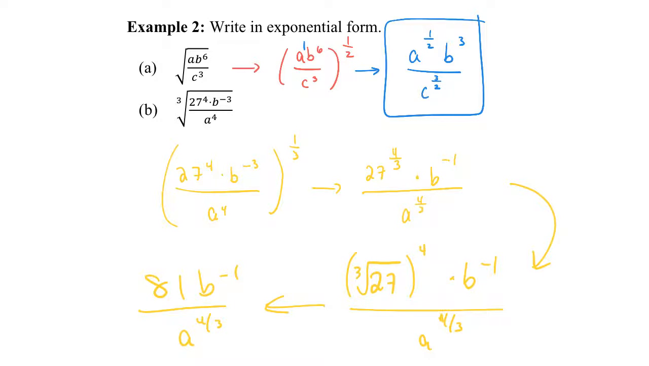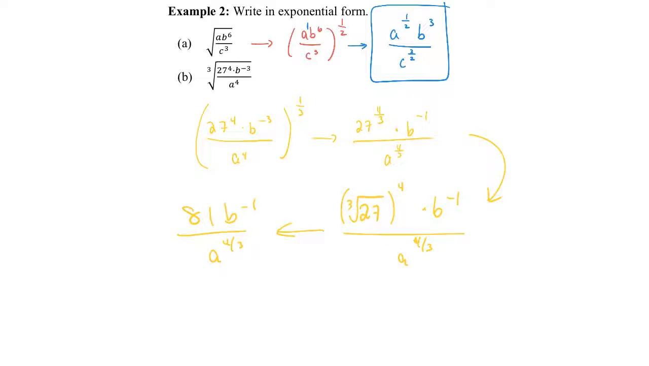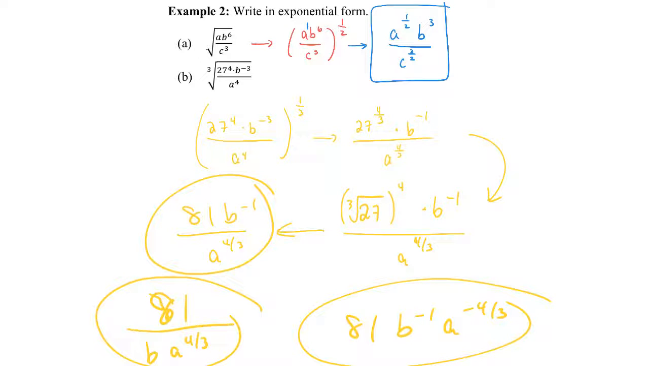So leave it like this if you want, or if you want to, continue going. We could say this is really 81 over b a to the 4/3. That's with all positive exponents. Or maybe the multiple choice answer is 81 b to the negative 1 a to the negative 4/3. These three are all the same. It does not matter which one you choose to leave it as, except when the directions tell you one way or it's multiple choice. Move this down, gives you this. Or take this guy, move it up, make it negative, gives you this. Same answer for all of them.